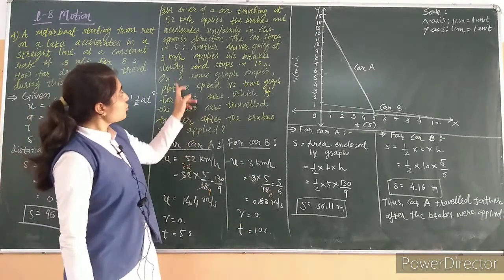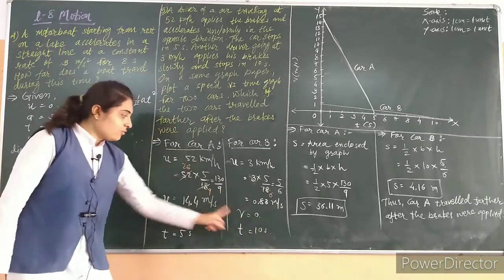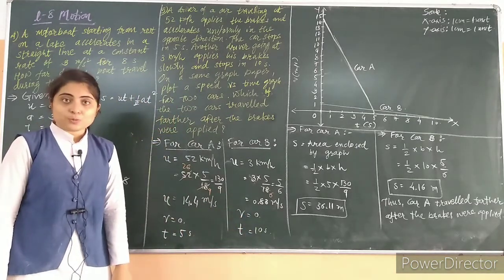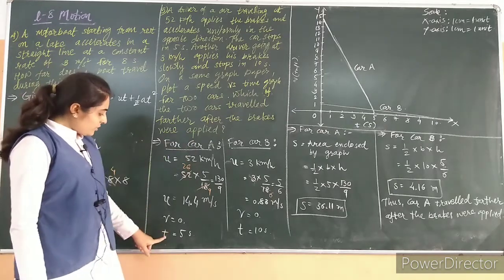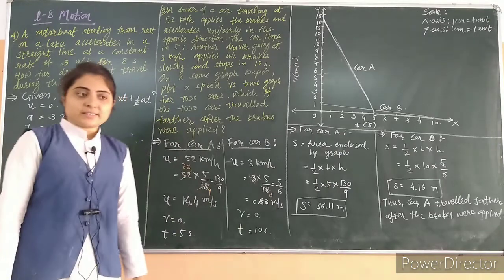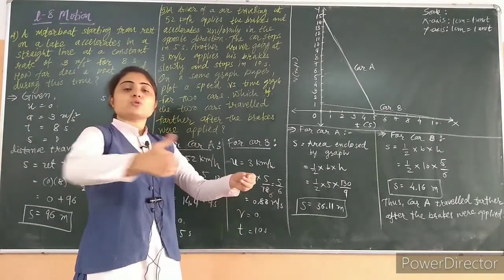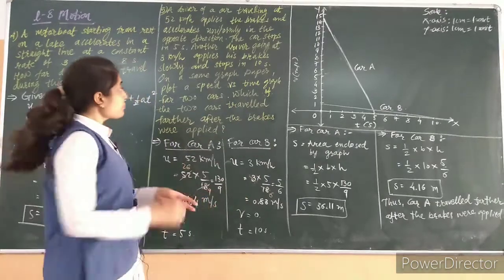And this car also stops in 10 seconds. So its final velocity for both the cars will be 0, right? For the first car, the time is 5 seconds, and for the second car, the time is 10 seconds. The first car stops after 5 seconds, and the second car stops after 10 seconds.